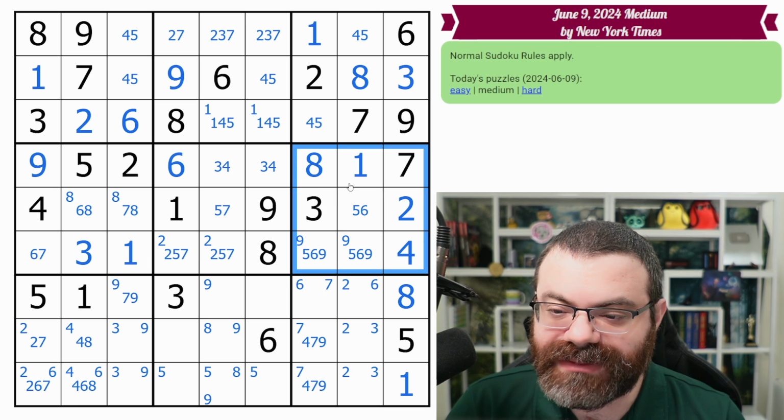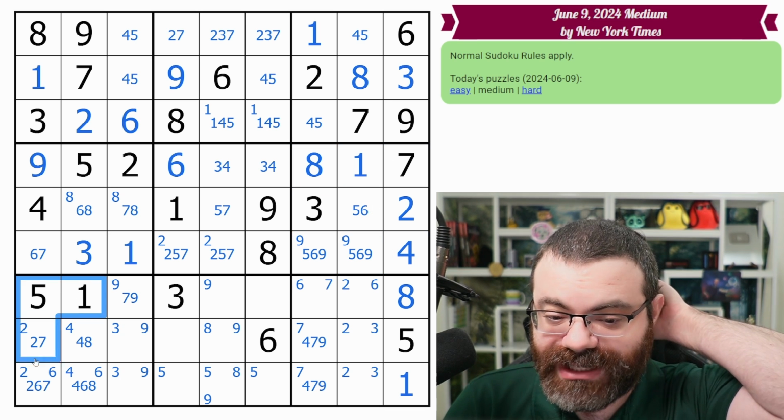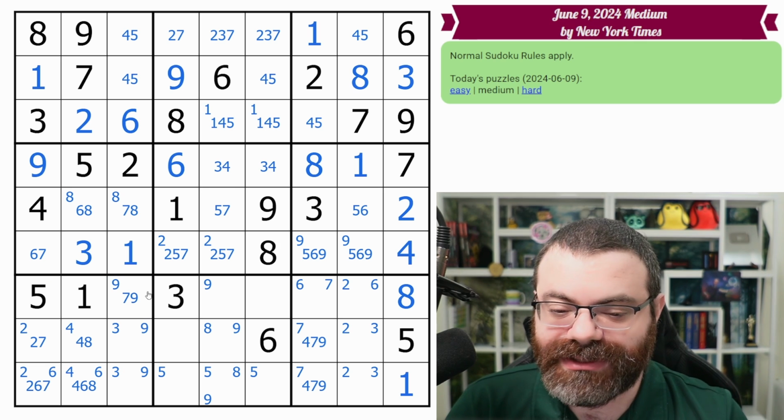So I guess we looked at this box. I think that's what we got out of it. We're going to have to keep looking. It's amazing that this puzzle's just hanging on, just refusing to solve.